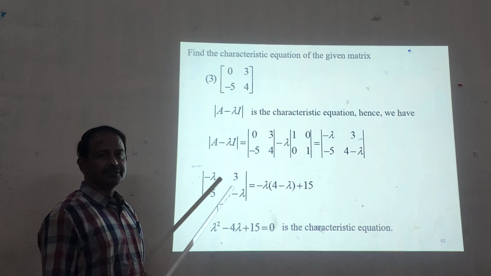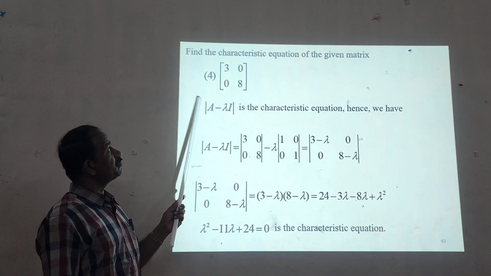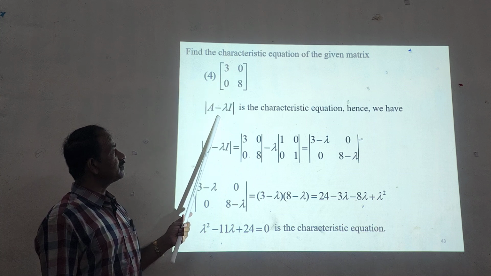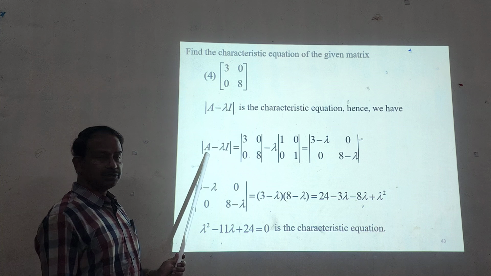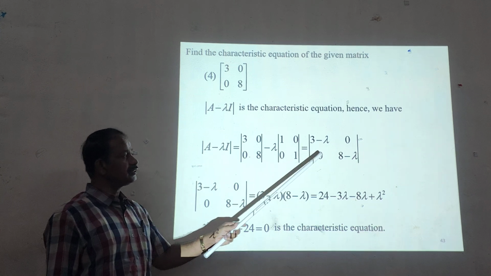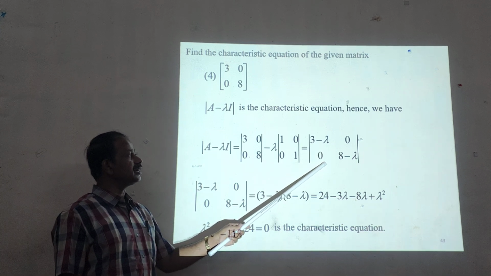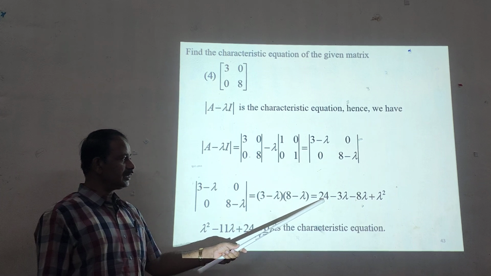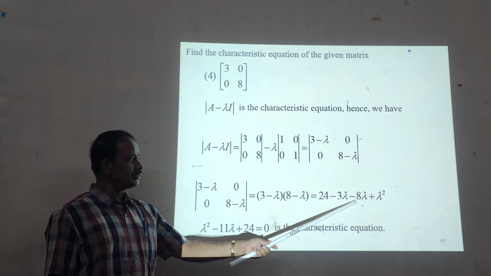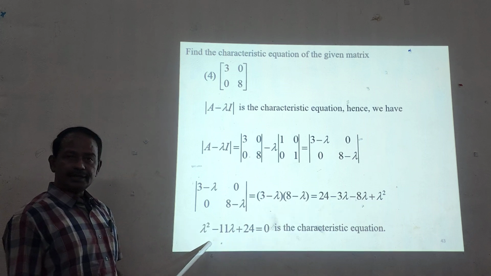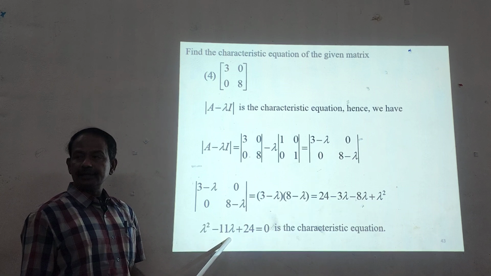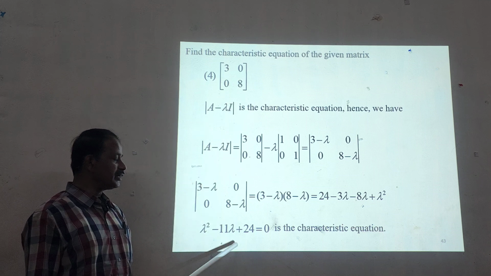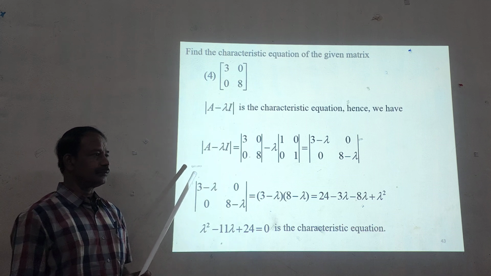This is the characteristic equation. Now the last problem: find the characteristic equation of the given matrix 3 0 0 8. So A minus lambda I is the characteristic equation. As usual, we are going to use A minus lambda I, that will give you this matrix: 3 minus lambda, 0, 0, 8 minus lambda. Simplifying, you will get 24 minus 3 lambda minus 8 lambda plus lambda squared, and this is your characteristic equation of the given matrix. Very simple one. Lambda squared minus 11 lambda plus 24 equal to 0.